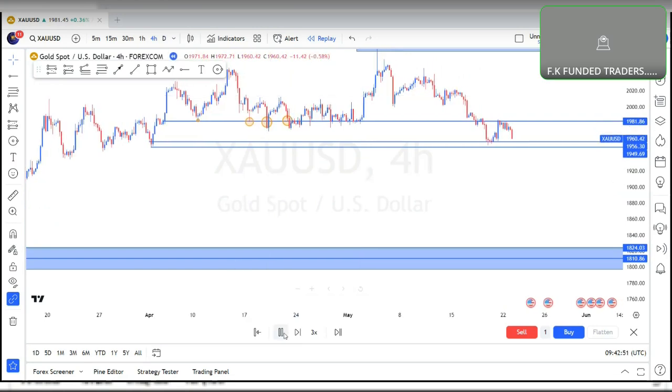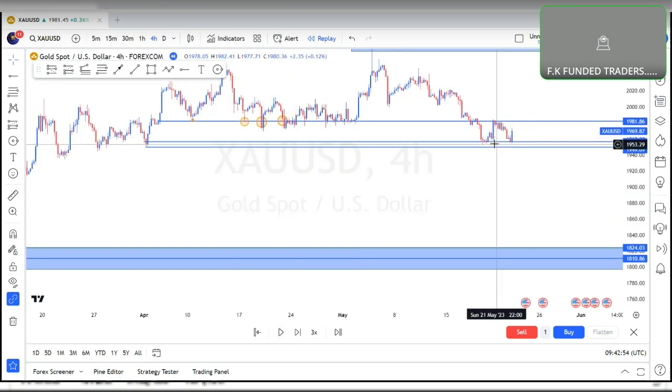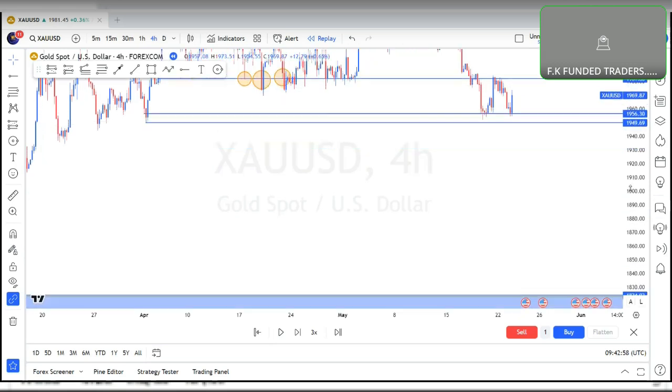Let us first give it a try here. So this area was, now we have started to mitigate this area. The take profit here first.